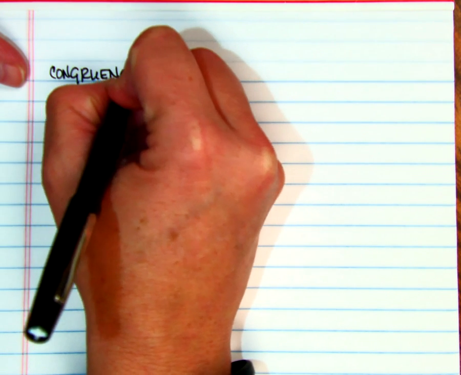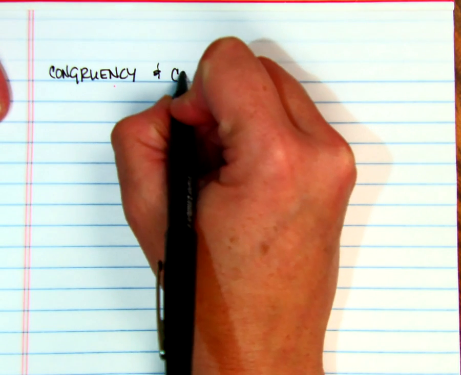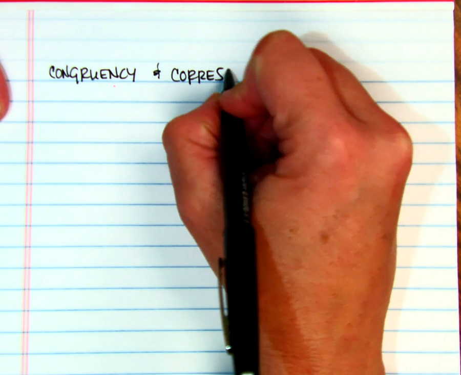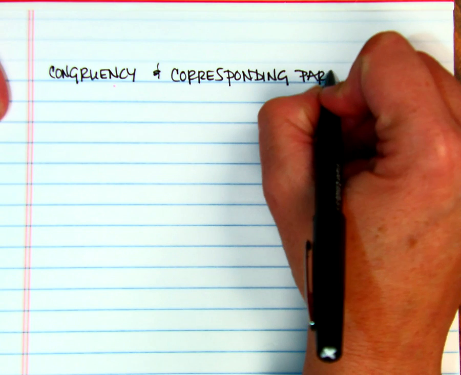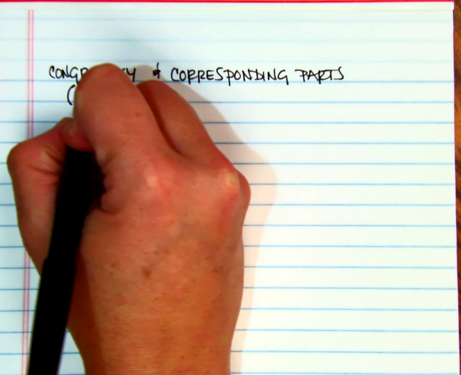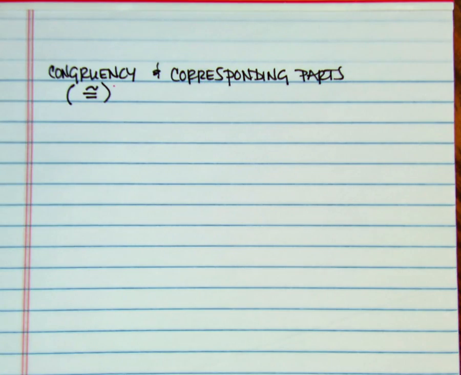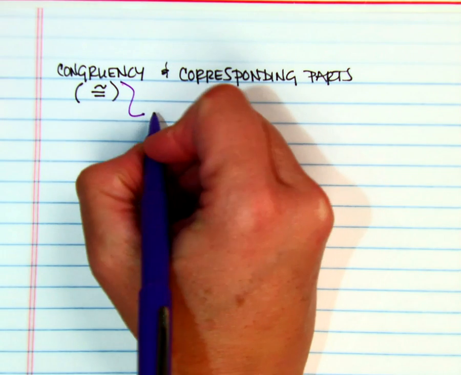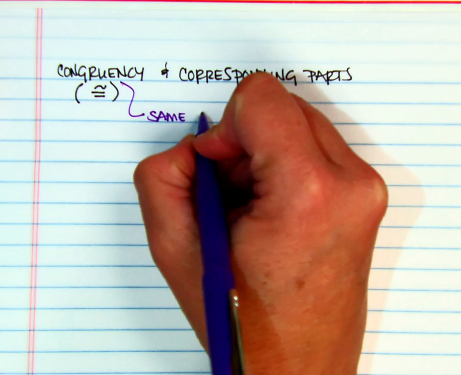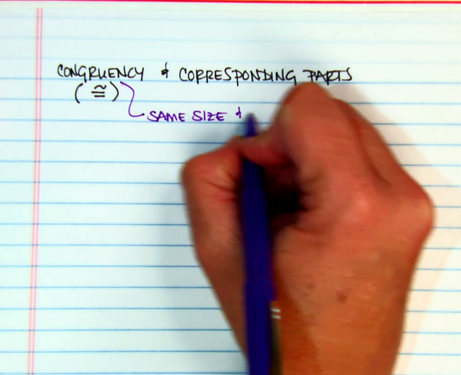Okay, so we are going to talk about congruency and corresponding parts. First of all, we've seen the congruency symbol before, and we've talked about it before. Remember the symbol for congruency is an equal sign with a little wave over it. When we are talking about congruency or congruent, we are talking about same size and shape.